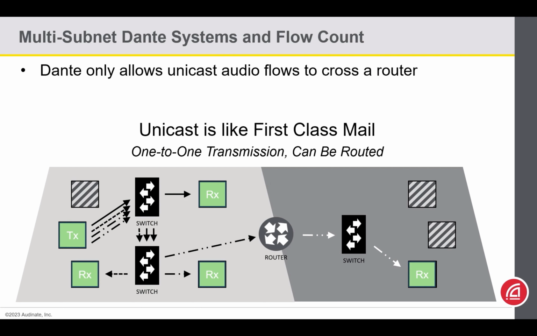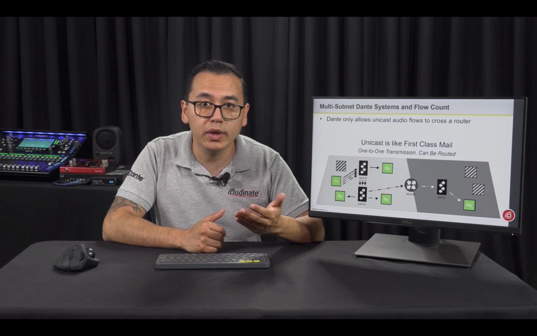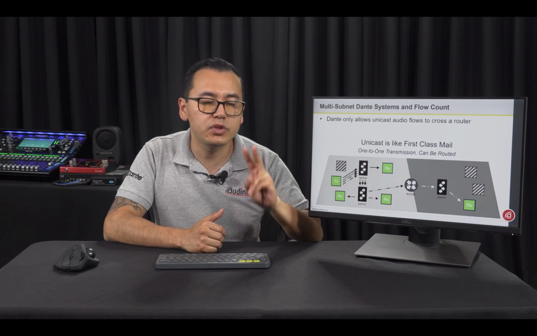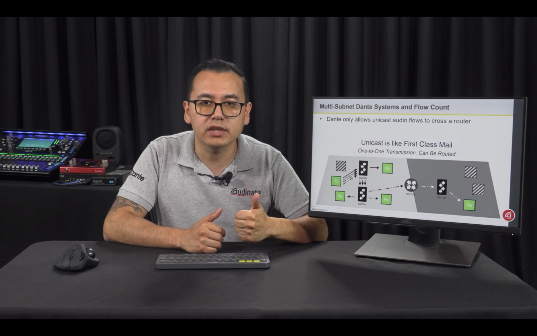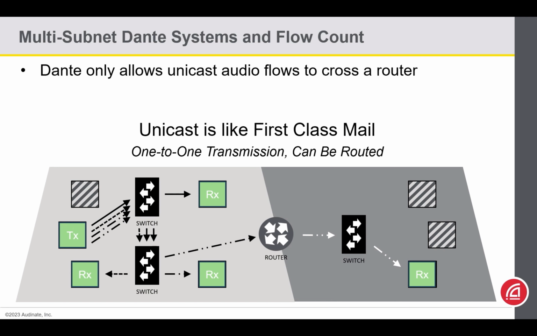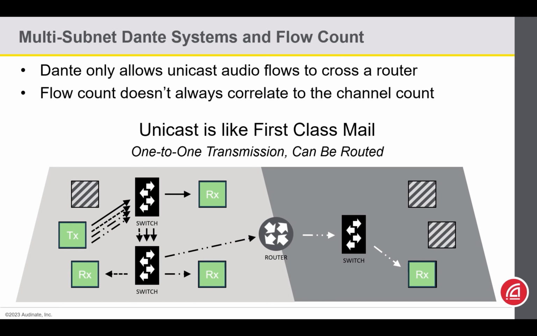This is why we leverage multicast within a subnet. Unicast will allow us to cross the router, so it's great for some applications, which DDM obviously can facilitate. But we need to be mindful that smaller devices, for example, those with a Dante Ultimo chipset, only have 2 flows. If one unicast flow is being used and there is still a requirement to send this to multiple devices, then we may have to use multicast within the subnet. Always remember that flow count doesn't always correlate to the channel count, and we need to plan for this during the design phase.